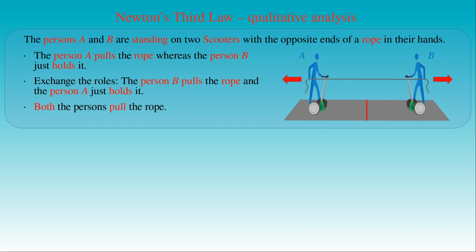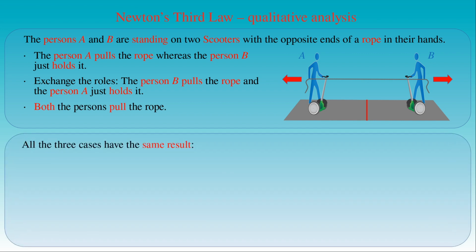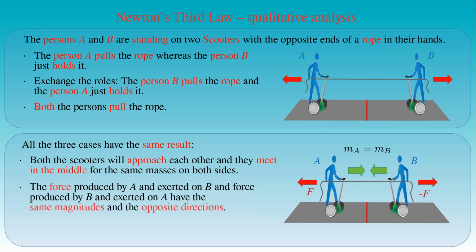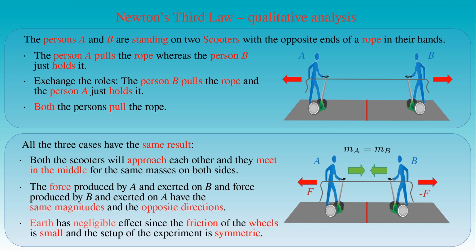If we perform this experiment, then it turns out that all the three cases have the same result. Both the scooters will move closer to each other, and if the masses of the persons plus the scooters are the same on both sides, then they meet in the middle. This result indicates that the force produced by A and exerted on B, and the force produced by B and exerted on A have the same magnitude and opposite direction. Because of the friction of the wheels, the earth has some insignificant effect on the horizontal motion of the scooters. However, the experiment has a symmetric setup, and the amount of any frictional force produced on both sides during the motion is the same. As a result, we can assume that the conclusions drawn from this experiment are reliable.